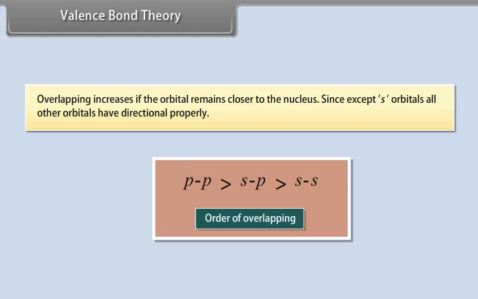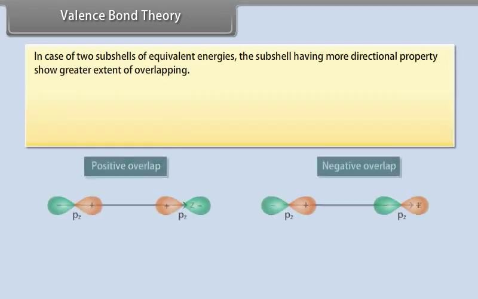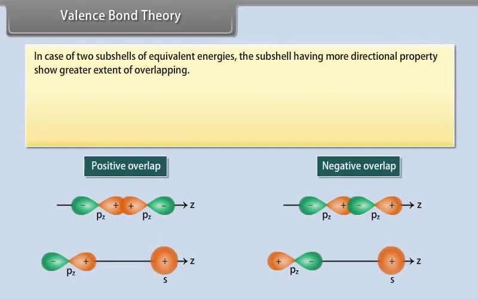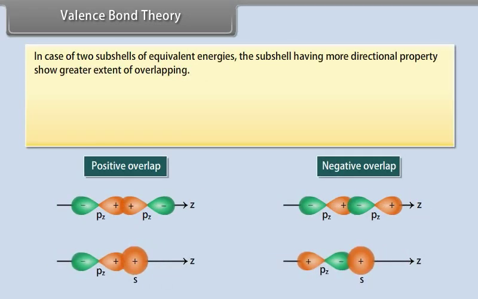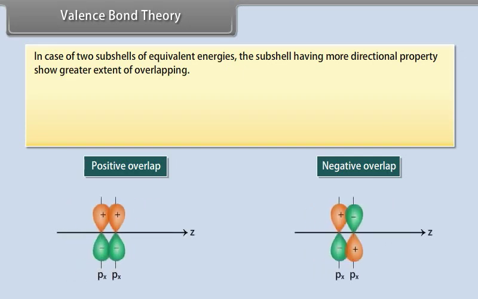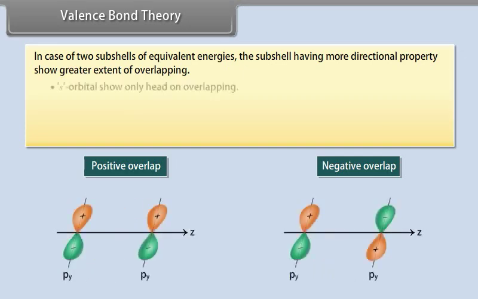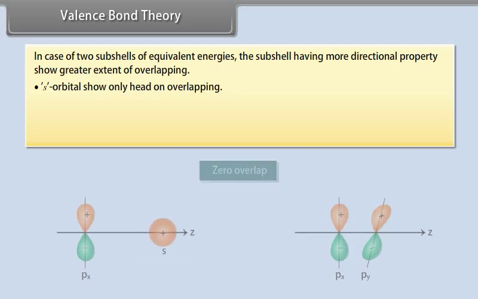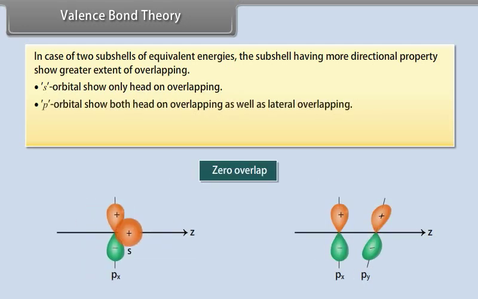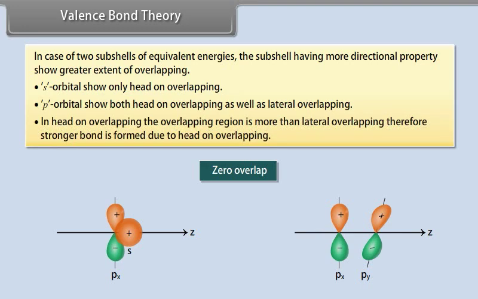Since except s orbitals, all other orbitals have directional property, in case of two subshells of equivalent energies, the subshell having more directional properties shows greater extent of overlapping. S orbitals show only head-on overlapping. P orbitals show both head-on overlapping as well as lateral overlapping. In head-on overlapping, the overlapping region is more than lateral overlapping. Therefore, stronger bond is formed due to head-on overlapping.